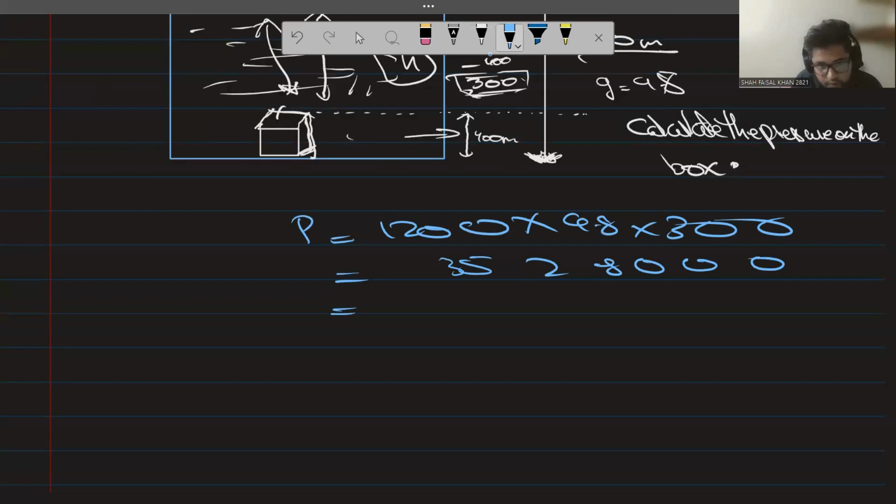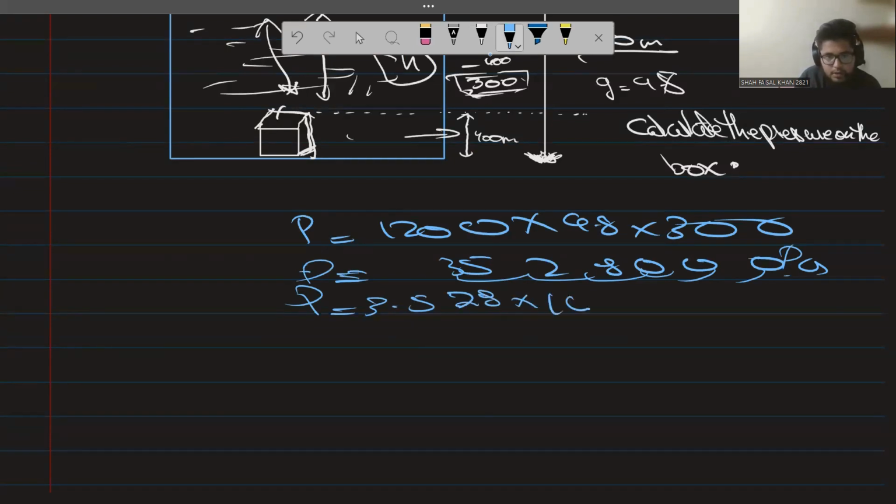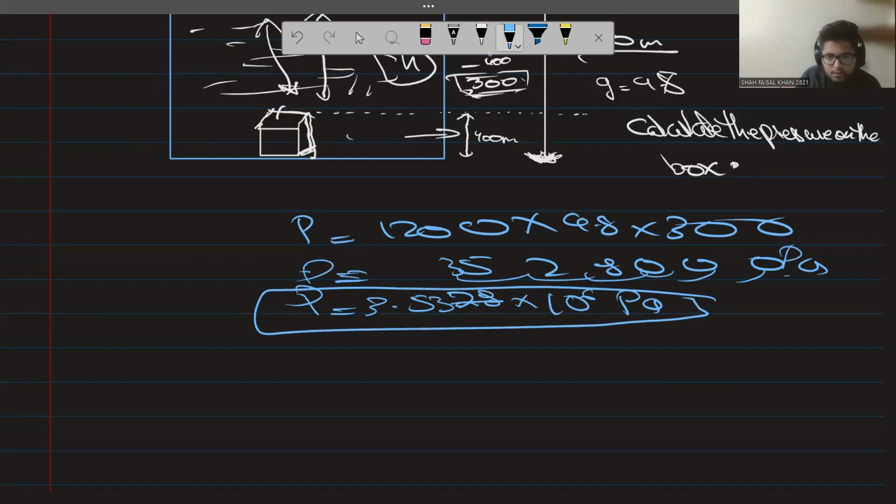The answer is 3528000, and we have to convert it into standard form, in pascals. Counting the digits, 1, 2, 3, 4, 5, 6, the answer will be 3.53 times 10 to the power of 6 pascals. So this is the pressure on the box. This is how we calculate the pressure on the box.